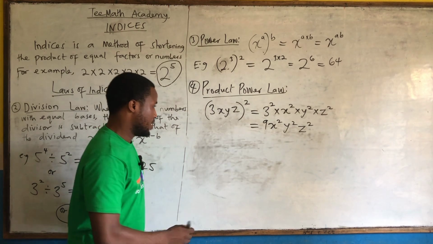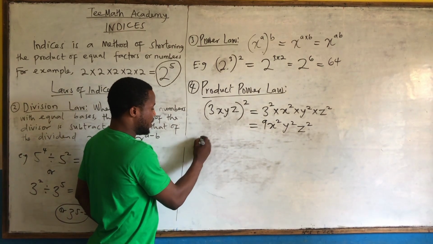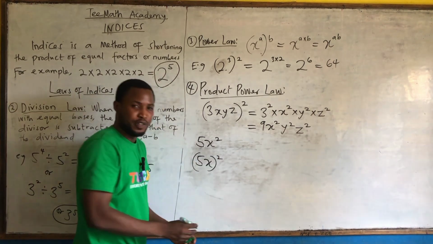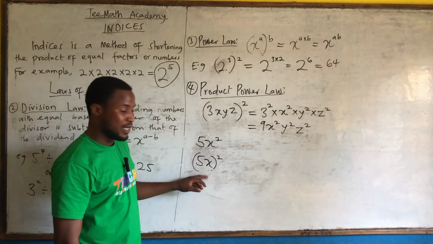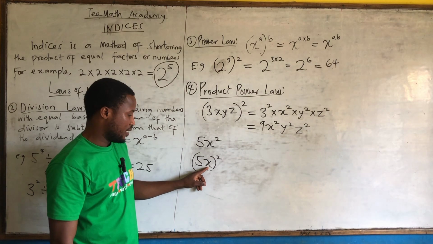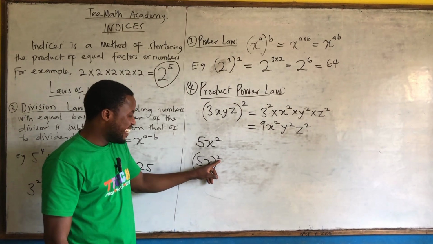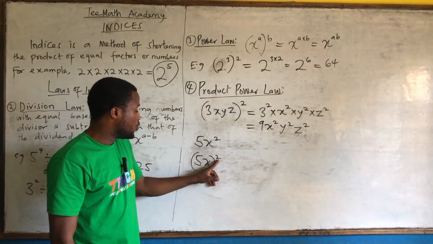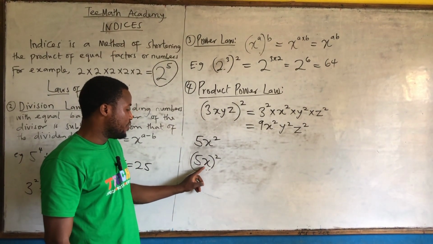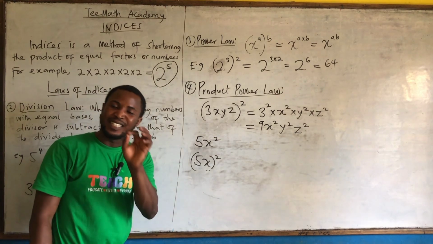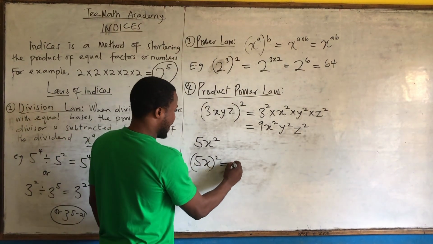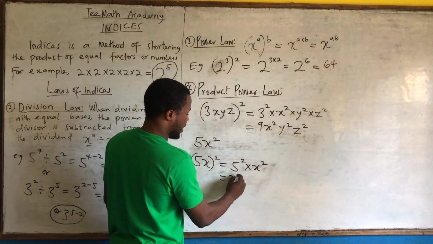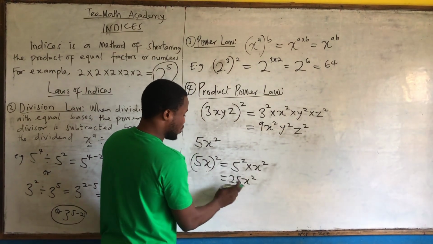Then I want to show you something here. There is a big difference between 5x squared and 5x all squared. If you look at it, let's start with this one that has a bracket. This 5x in the bracket, the two of them is raised to a certain power, which is 2. So this 2 is given to each of the factors or numbers inside the bracket. To solve that, I have 5 squared times x squared. 5 squared is 25, and x squared is x squared. So the answer of this one is 25x squared.